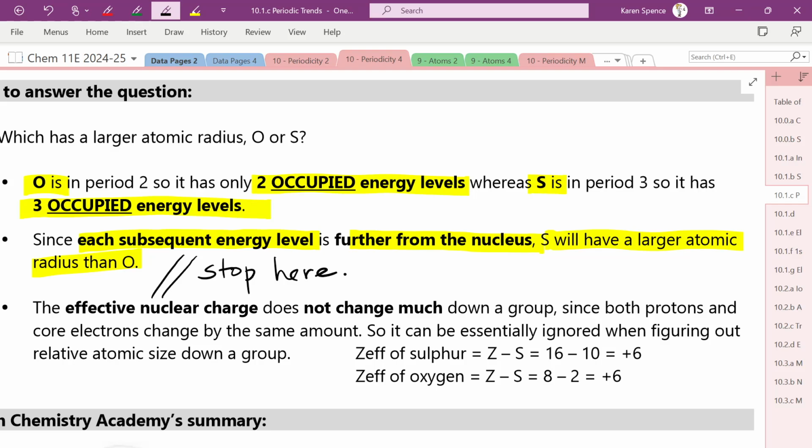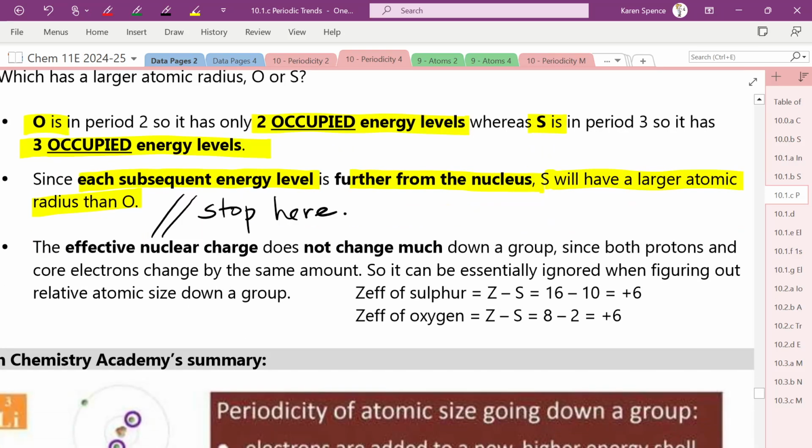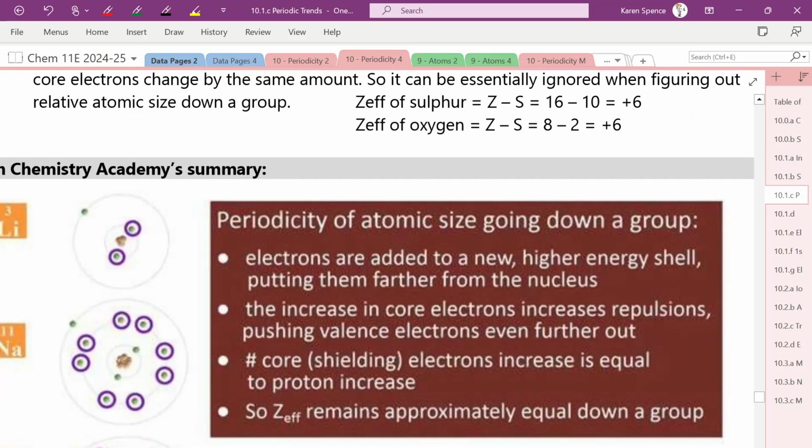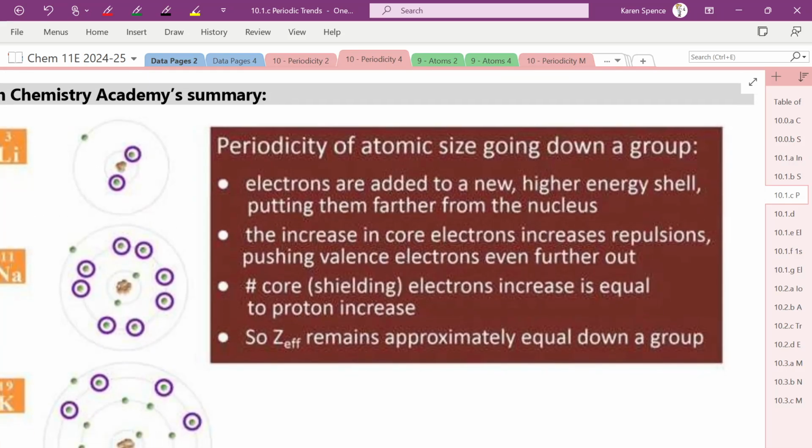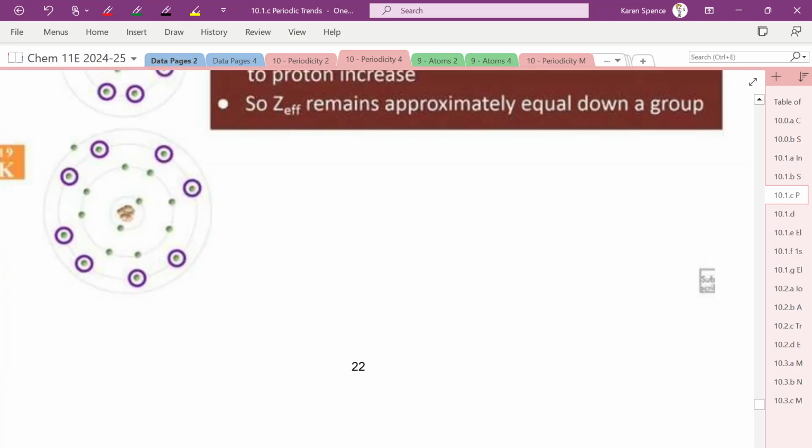Yeah? Okay. If you had extra time at the end and you really wanted to be sure, you could also say, as I go down a group, the effective nuclear charge does not change much. You could compare the Zeffs of the 2 of them, and so that will not have an effect on the size. But you've been asked to explain why the size changes, not something that doesn't affect the size. Do you know what I mean? Okay, cool. Summary. You can read that if you want to.